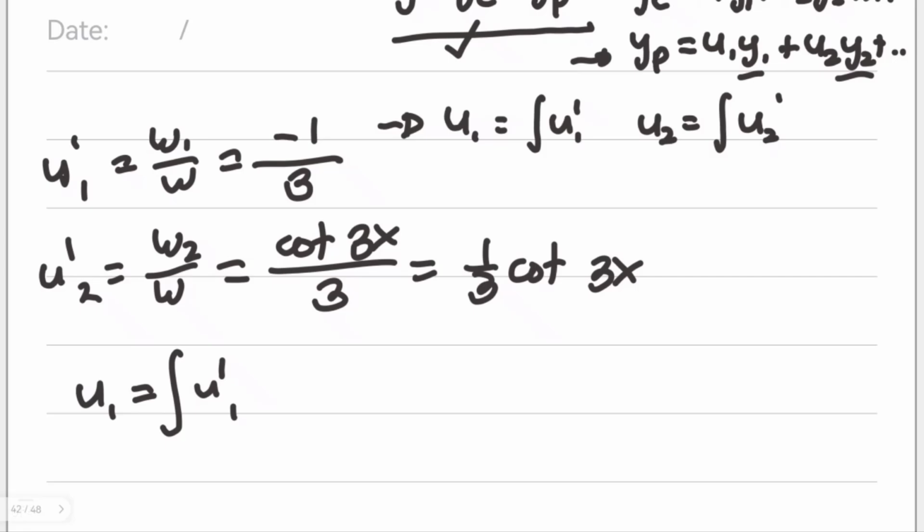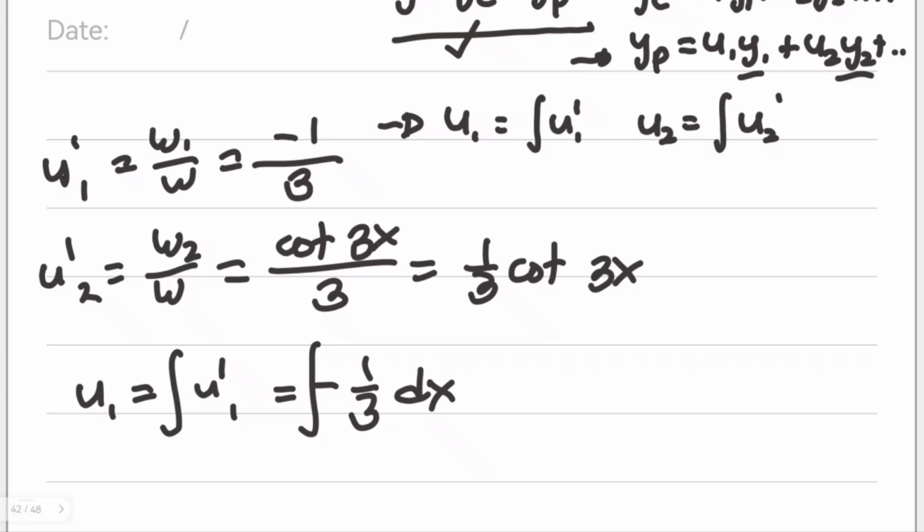And take note here, the dx will appear later. We're going to use x because it's x here. Don't be confused about why it is appearing, because we are integrating and we can't integrate if we don't have dx. So our u prime sub 1 is negative 1/3, the integral of that, and I have here dx.